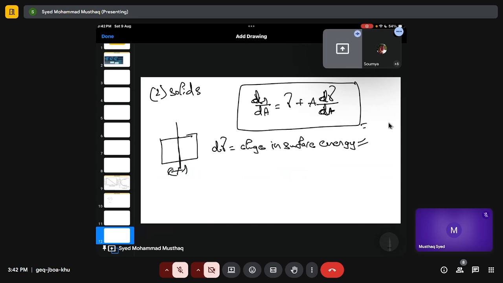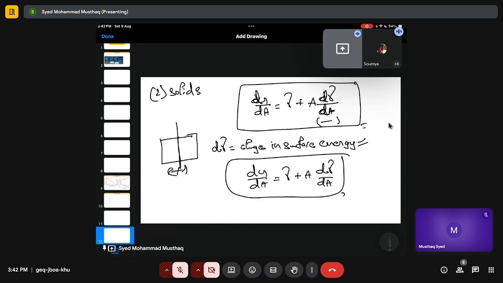That's why this term will not be 0 anymore. And then the change will be gamma plus A. And because there are a lot of terms involved here, we just simply say it surface energy. That's why we use two different terms for liquids and solids. Why? Because of the rearrangement, the atomic motions. Right, for liquids the surface energy will not change, but for solids it will change, depending upon whether you do the deformation or any other thing.